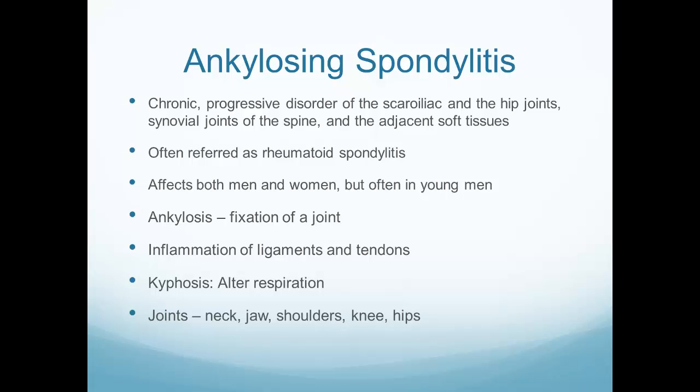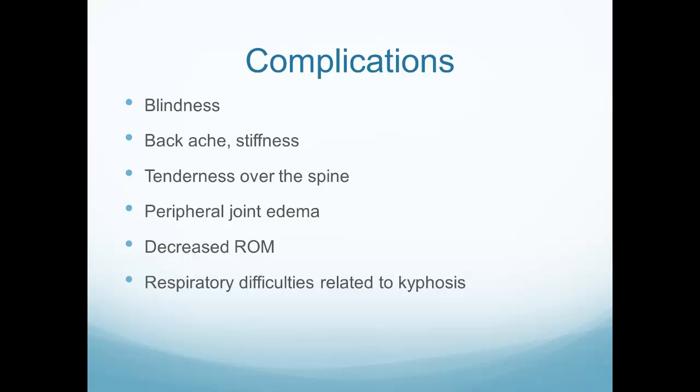It's a chronic progressive disorder of the joints, often referred to as rheumatoid. It affects both men and women, but the ankylosis is the fixation of the joint, with inflammation of the ligaments and the tendons. So we're going to see a lot of inflammation in that joint area, and that can then lead to a lot of disability in the patient.